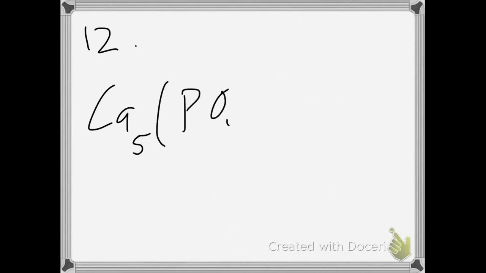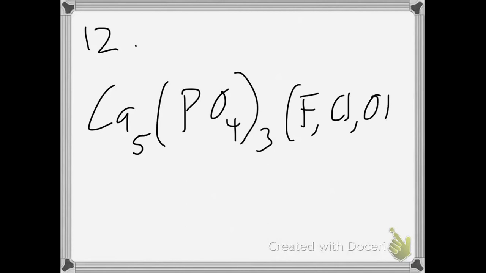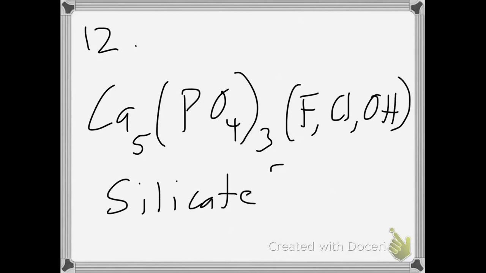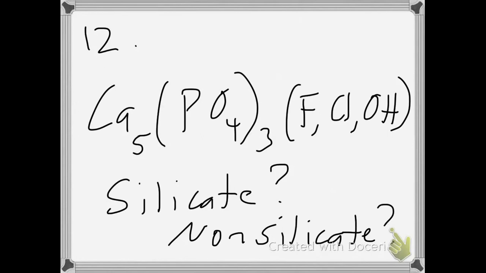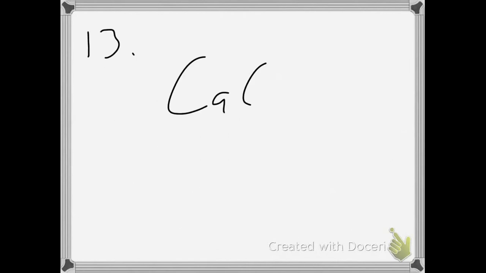Question number 12, I'm going to impress you with my chemical formula making creation abilities. This is a real chemical formula for one of your minerals. Is it a silicate or is it a non-silicate mineral? And of course the answer is it is a non-silicate mineral because it does not have Si in the formula.